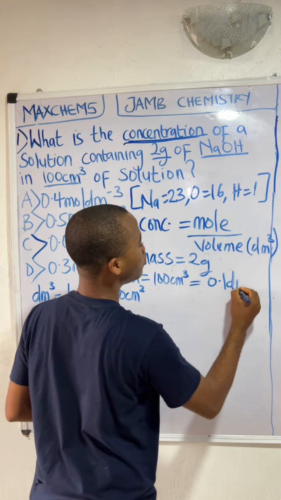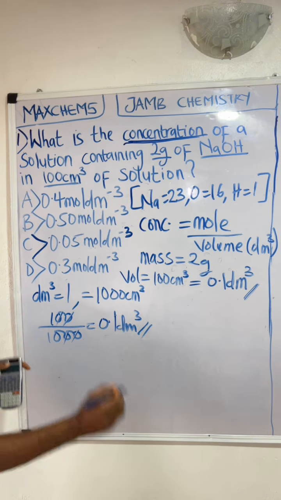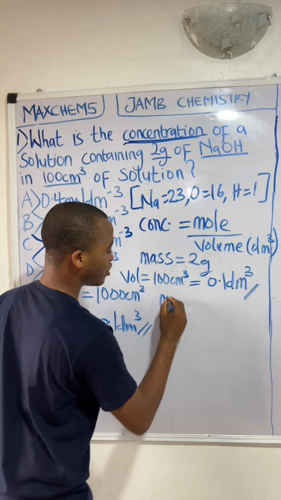Now they didn't give us the mole, but we can calculate the mole. Just write 0.1 dm³. Mole has a formula, and that formula is mass over molar mass. You know they gave us the mass, but they didn't give us the molar mass, so we need to calculate the molar mass ourselves.